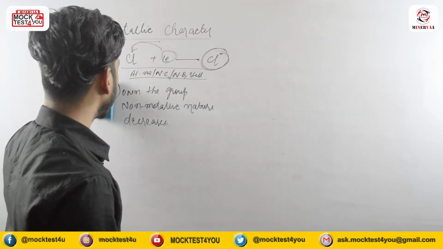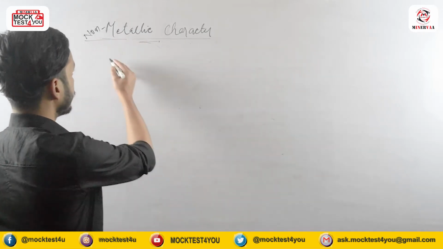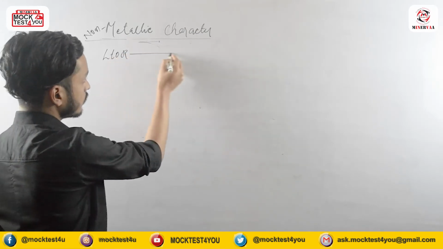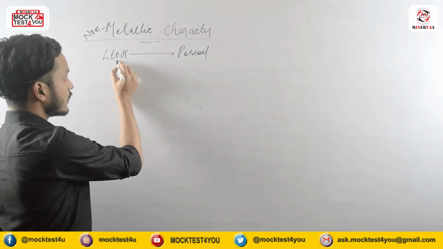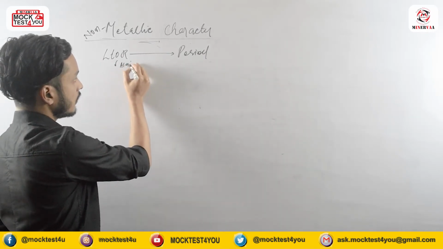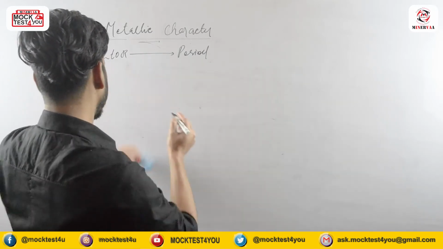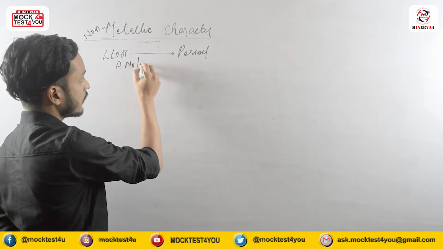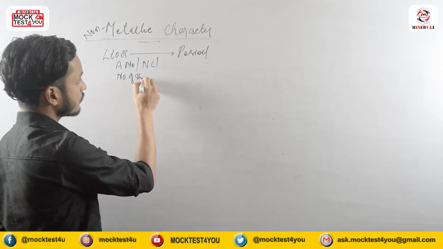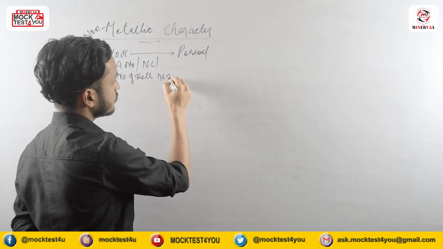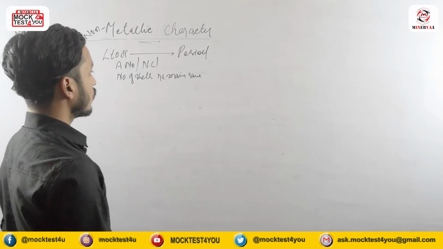Now we will talk about across the period. So when we are going across the period from left to right, at that time what will happen? You see, what are the things which were increasing? Atomic number was increasing, nuclear charge was also increasing, but number of shells remains the same. Since the number of shells remains the same, so what will happen?